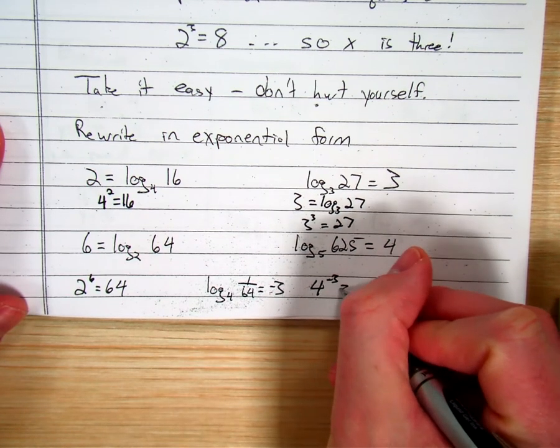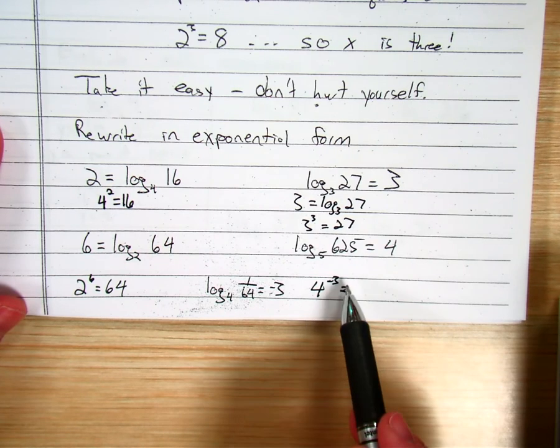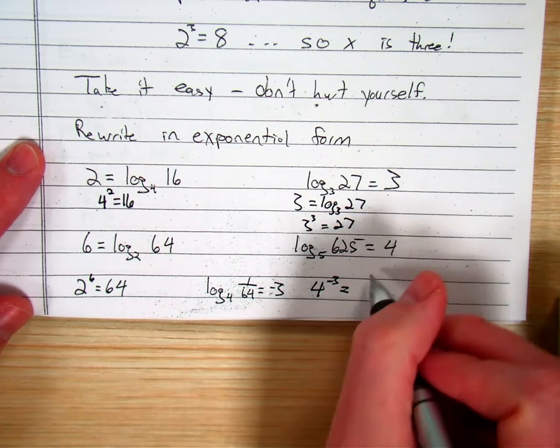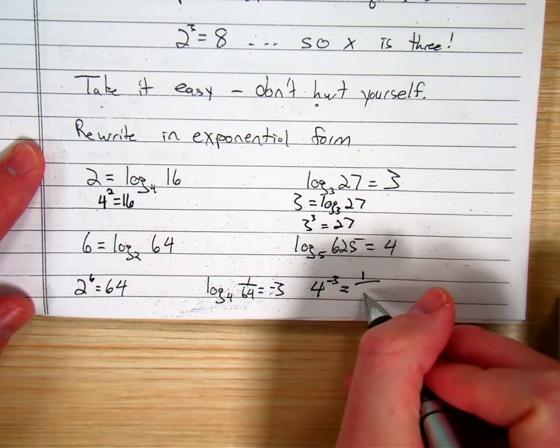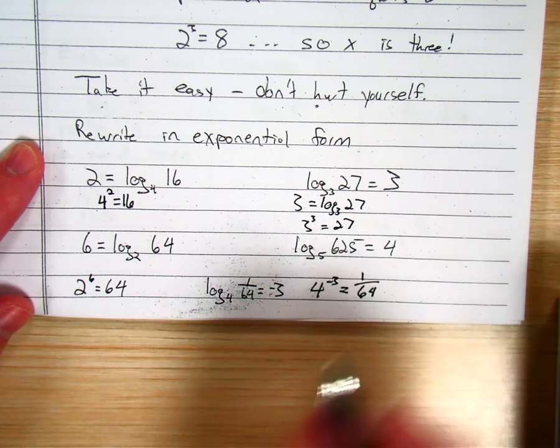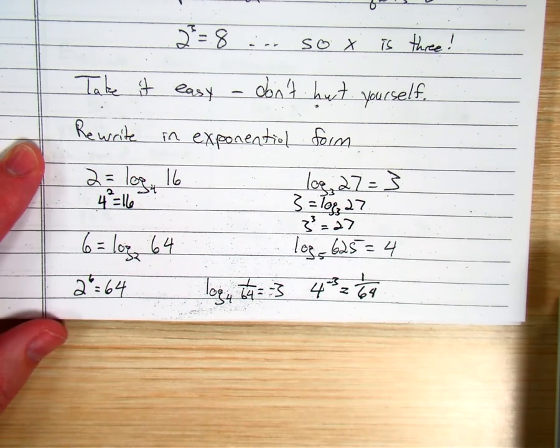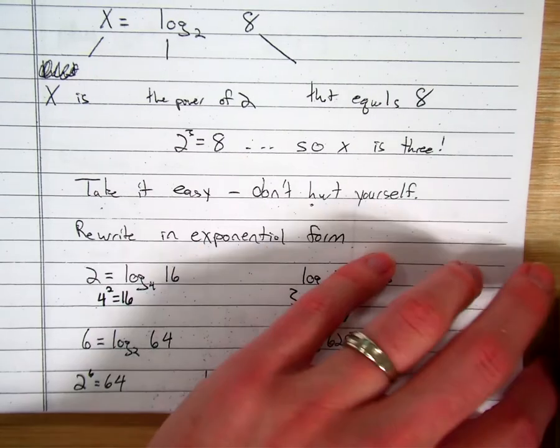4 to the negative third. Okay, 4 to the third power is 64. 4 to the negative third power is 1 over 64. We've been working on those negative exponents and how they're the same thing as the positive exponents, but just flipped upside down.